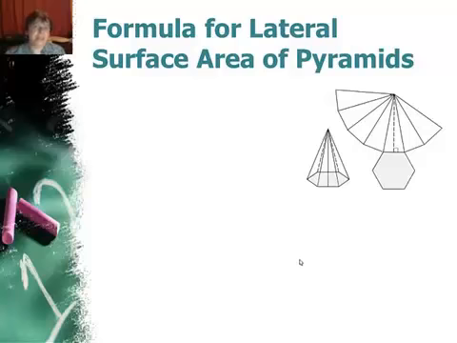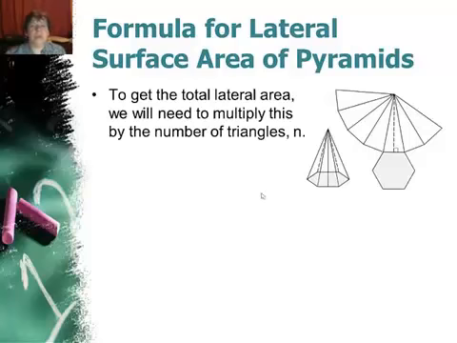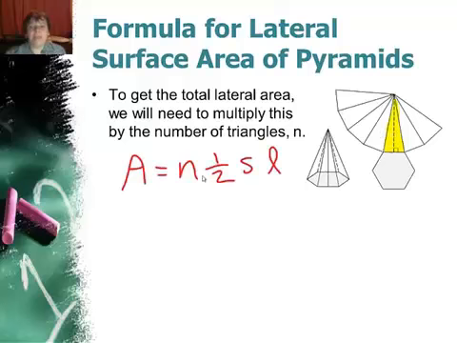So how do we get the formula on your math chart? Well, we have n of these triangles. We're assuming regular polygon for this example. So if we have n of these, the area is n times 1/2 SL. Remember, the 1/2 SL comes from 1/2 base times height. Just looks different because now we're calling the base S and the height L because it's a slant height.